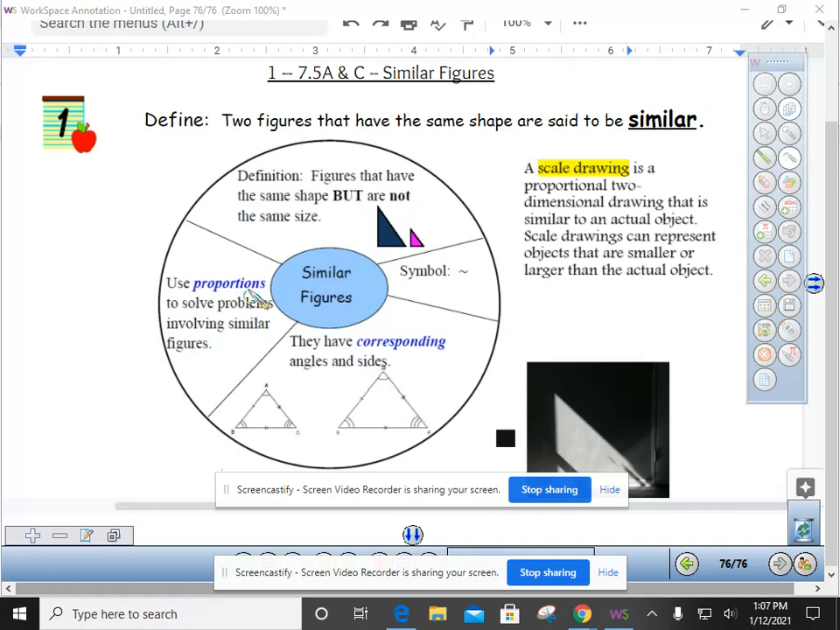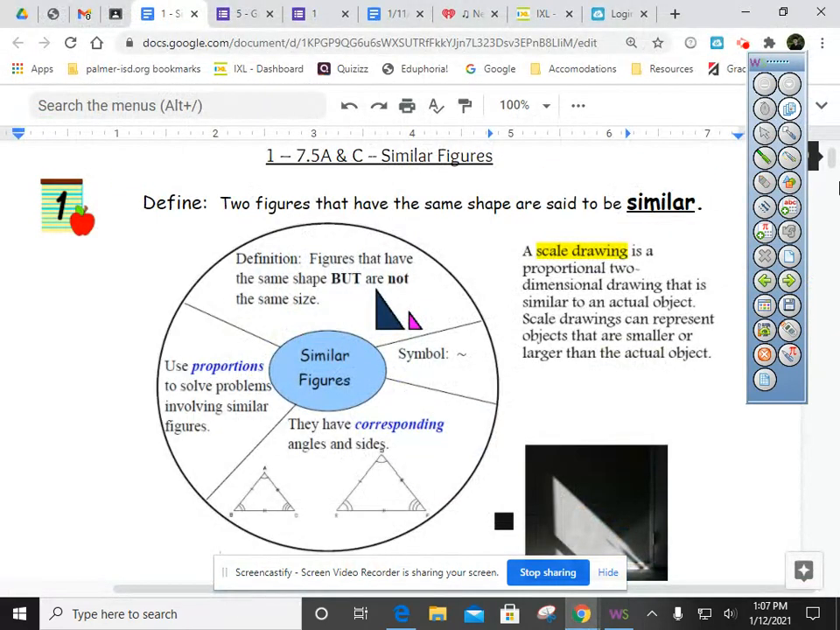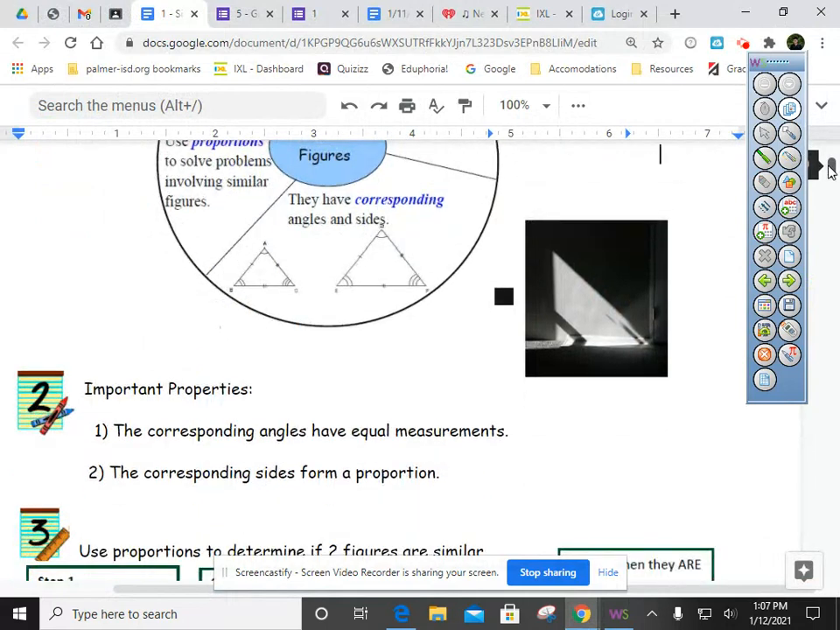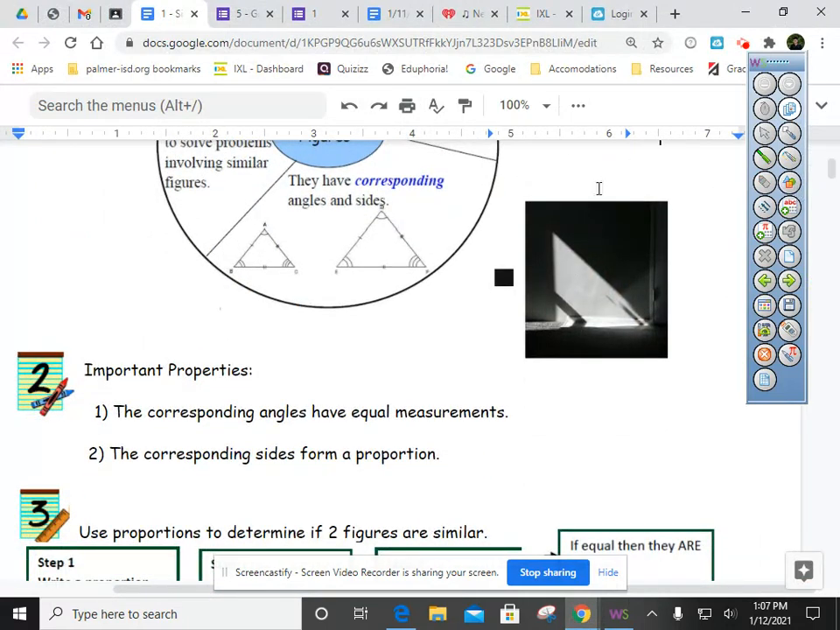On the right over there, it says a scale drawing. A scale drawing is a proportional two-dimensional drawing that is similar to an actual object. Scale drawings can represent objects that are smaller or larger than the actual object. So that's where we'll be going. And right here on these little triangles, do you see the two triangles? That's kind of where we're going with that.